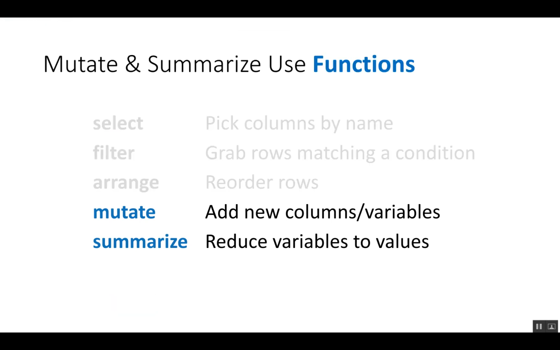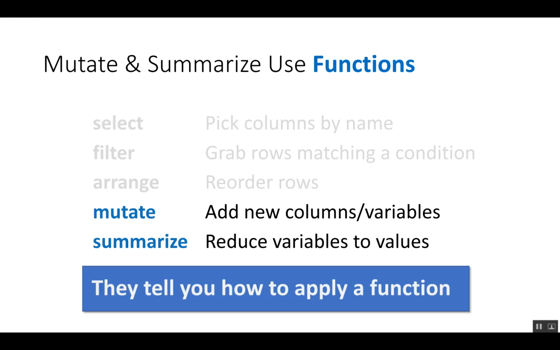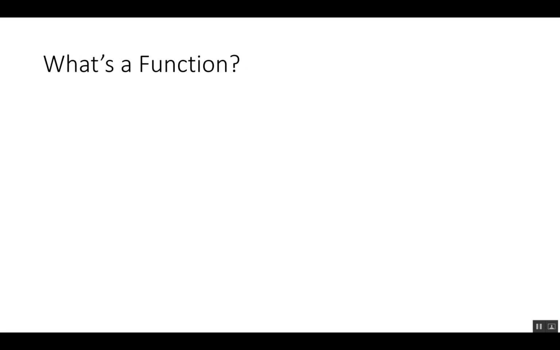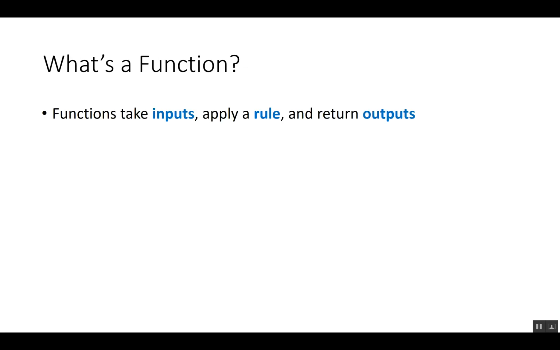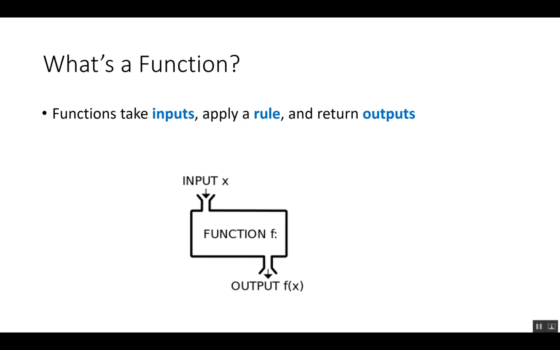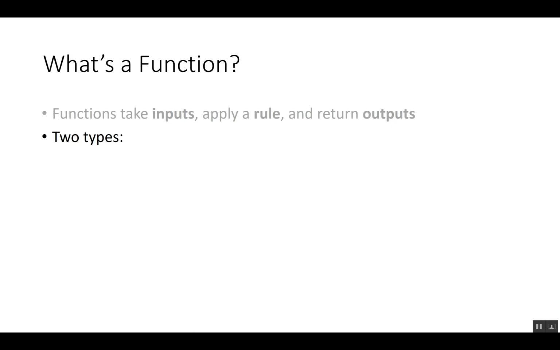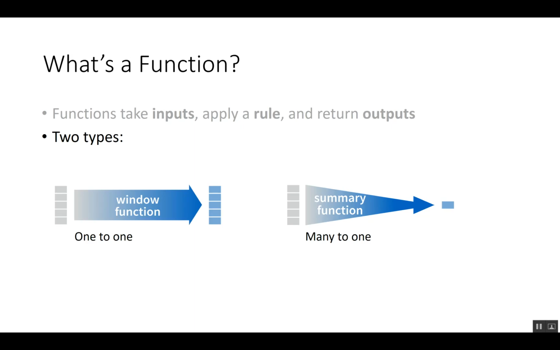I want to talk a little bit more about mutate and summarize. They use functions. Now, these things, mutate and summarize, they tell you how to apply a function, right? So what's a function? Well, it takes inputs, applies a rule to it, and then returns an output. So there's a function machine. And there are two basic types, generally. There are window functions and summary functions. A window function will take n values and return n values back. A summary function will take n values and return 1 back.